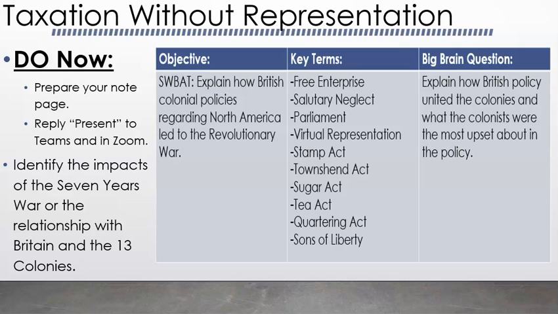So our objective, we're going to explain how British colonial policies regarding North America led to the Revolutionary War. Same objective for tomorrow. Key terms are all there. The acts, you got to get all the acts, at least the ones here. We're going to talk about more later, but you need these. There's only one more set we're going to talk about later. The big brain question of the day is explain how British policy united the colonies and what the colonists were most upset about in the policy. So what do you think really bothered them the most? Think about that as well, because we're going to get into that.